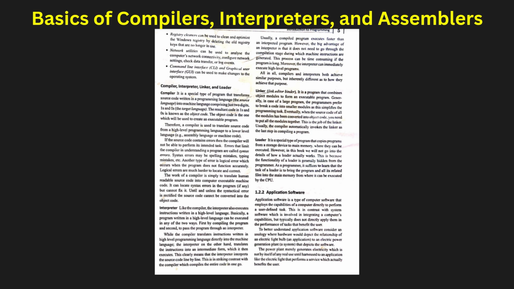Now the basics of compilers, interpreters and assemblers. Programming languages need a way to convert human readable code into machine code. This is done using compilers, interpreters and assemblers. A compiler translates an entire high level program into machine code before execution, making it faster, like C, C++. An interpreter translates the code line by line, executing it immediately but running slower, like Python, JavaScript, etc. And an assembler converts assembly language instructions into machine code.